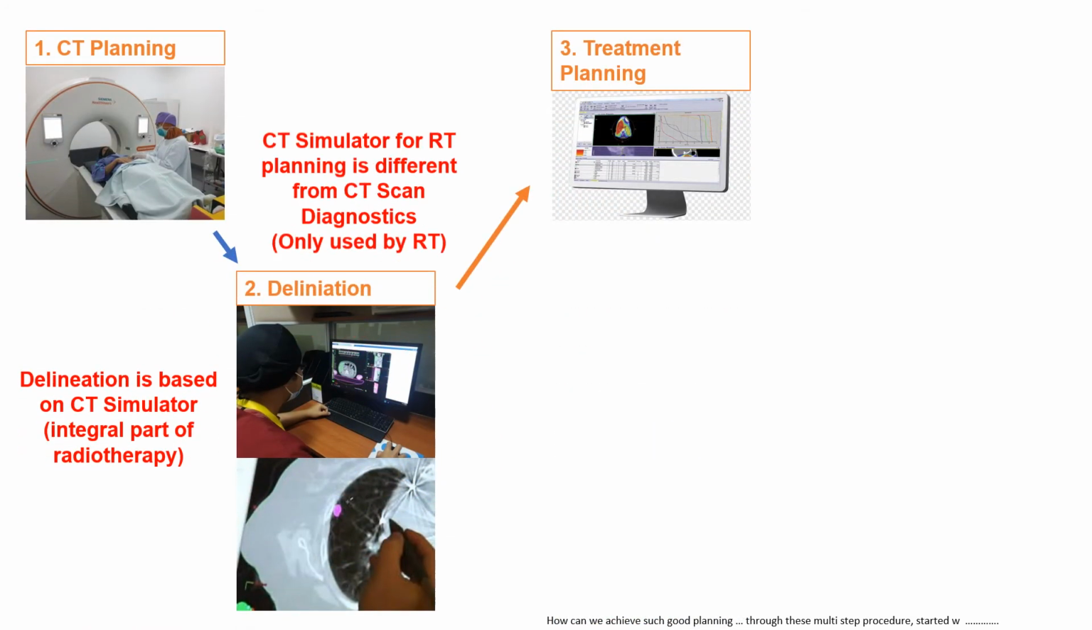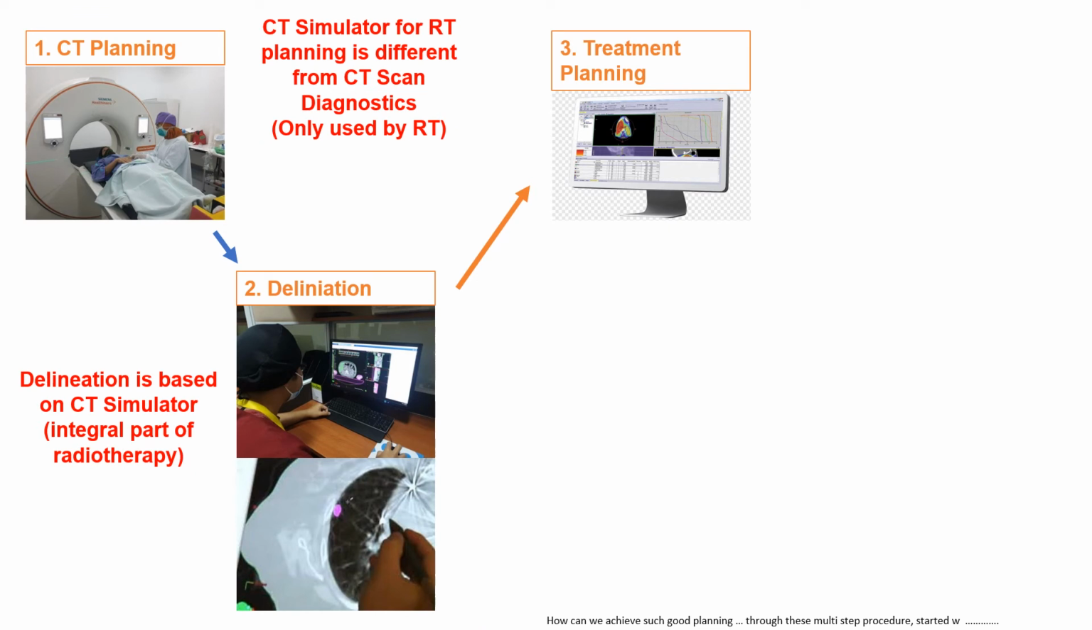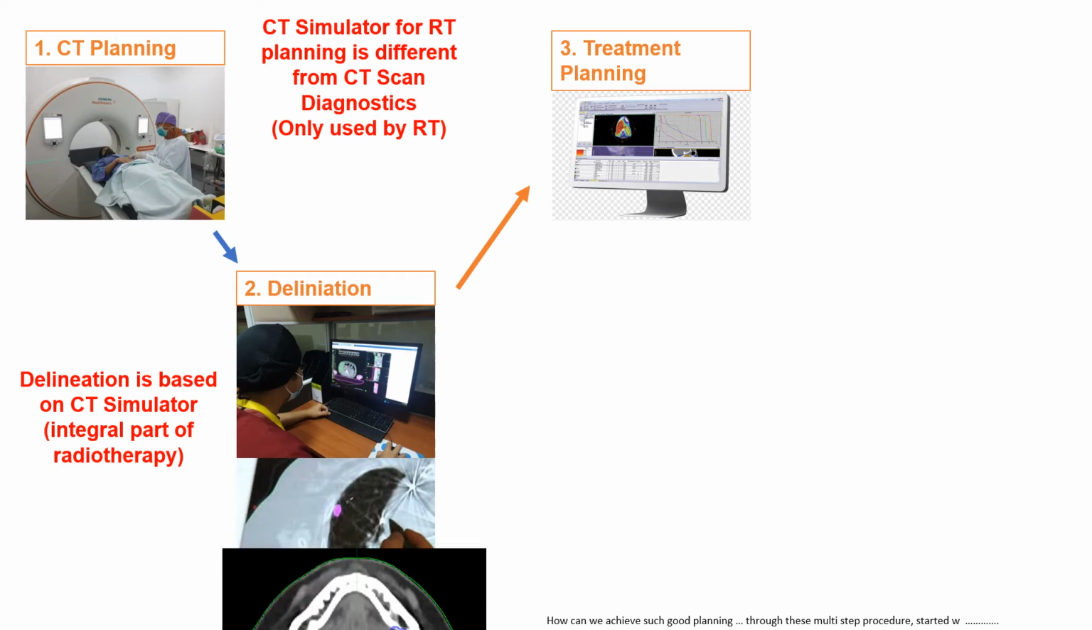Now, back to the radiotherapy process. First, we find and localize the target with CT simulator, and then we determine the target delineation and also the organs at risk, continued with treatment planning.